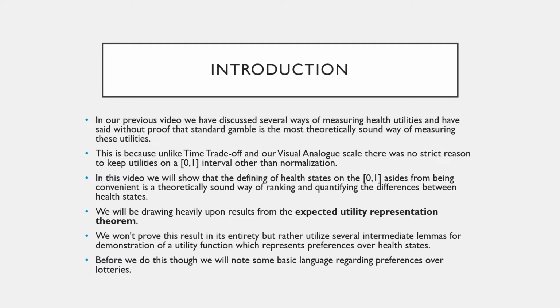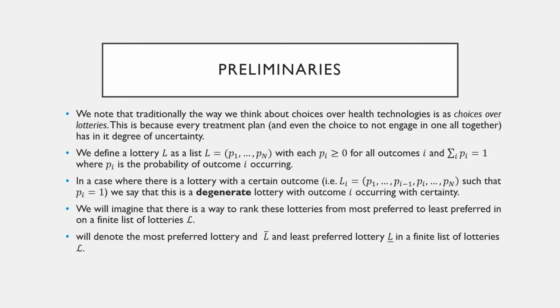Before we do this, though, we need some basic language regarding preferences over lotteries. So, as our preliminaries, we need to note that traditionally, the way we think about choices over health technologies is as choices over lotteries. This is because every treatment plan, and even a choice to not engage in a treatment altogether, has with it some degree of uncertainty.